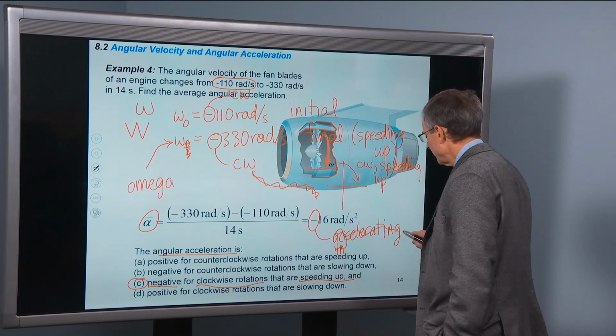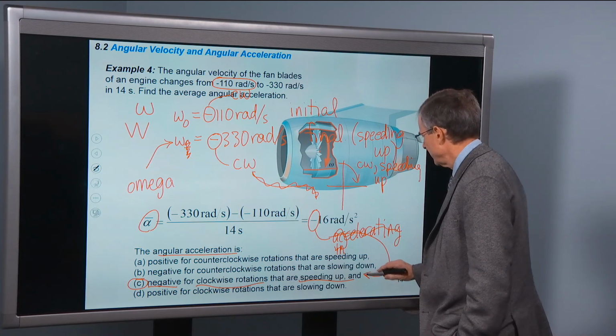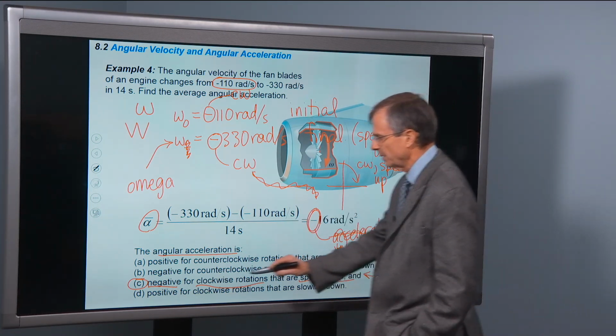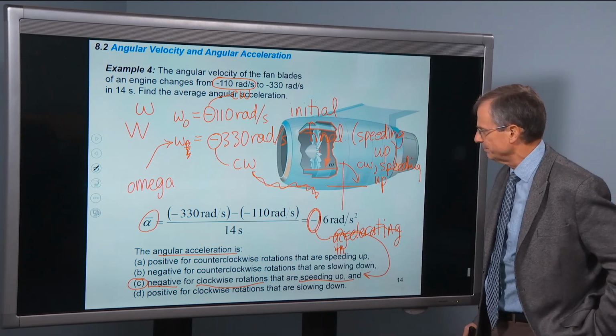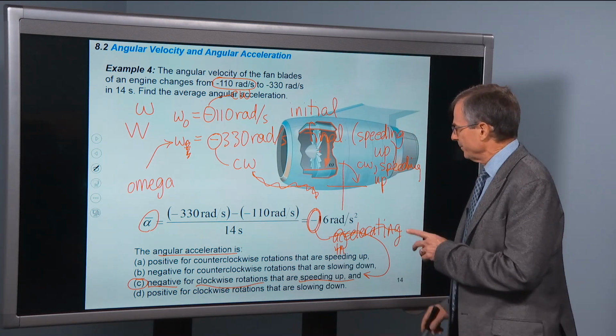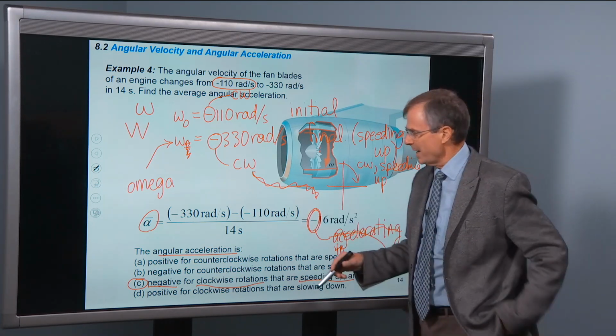So in fact, instead of writing this, I'm just going to put this here. That's where this minus sign comes from. It's negative because we had a clockwise rotation that's speeding up. All right. We've just justified why we're going to get that negative sign. Let's actually figure out the math.